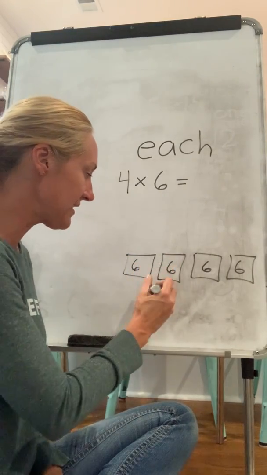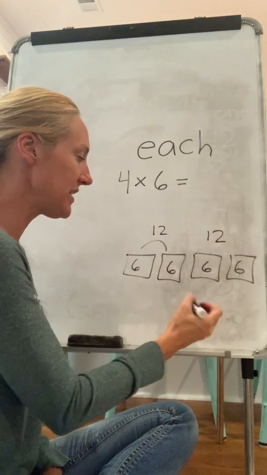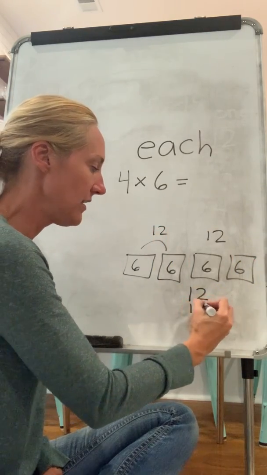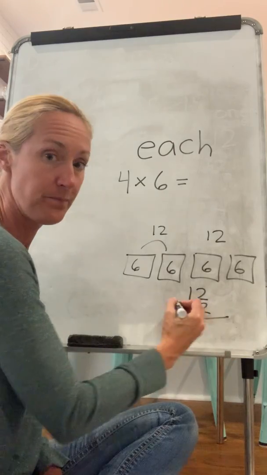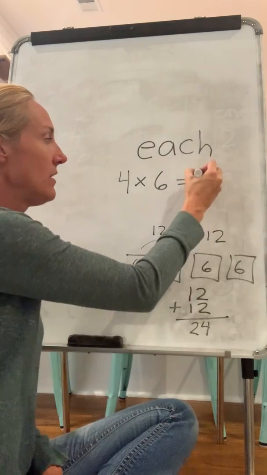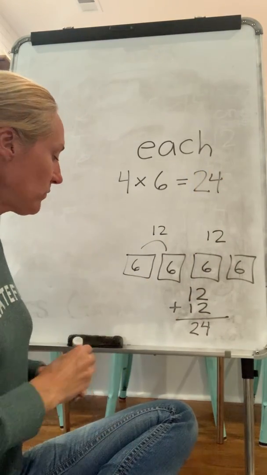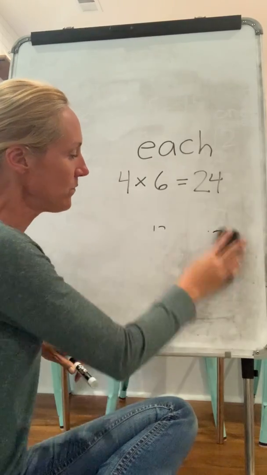You know what 6 plus 6 is? That's 12. 6 plus 6 is 12. What's 12 plus 12? Put them on top of each other. You know how to do this too. 2 plus 2 is 4. 1 plus 1 is 2. 24. Okay, great job.